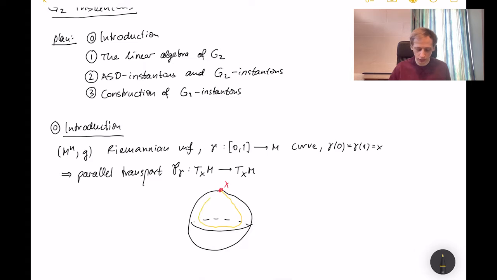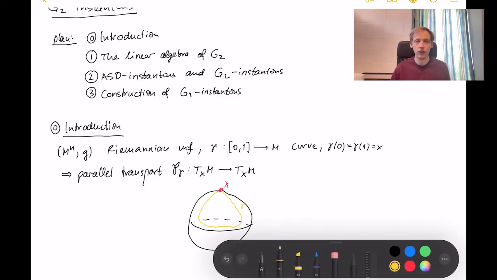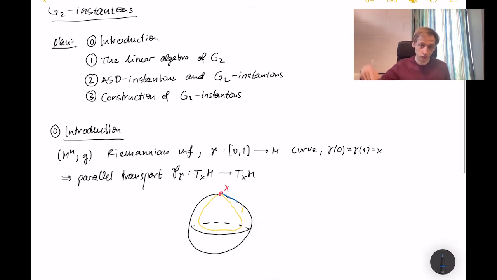And let's say we start with some vector in the tangent space of x. We transport it all the way along gamma, and end up with some other vector in the tangent space of x. And as you can see in this example here, we started with one vector, and after transporting, we ended up with a different vector.